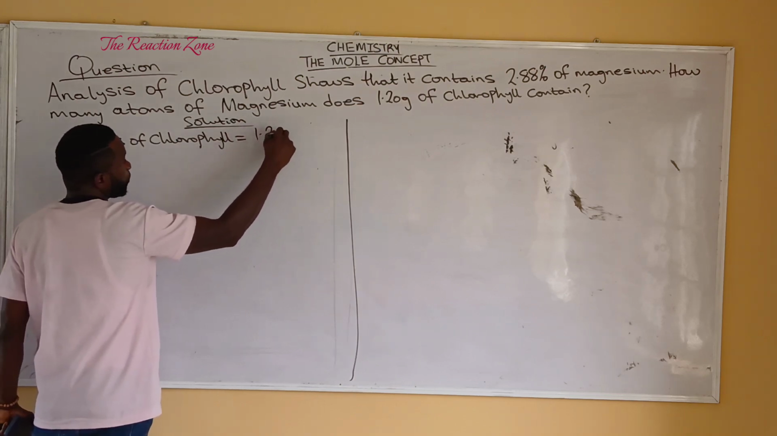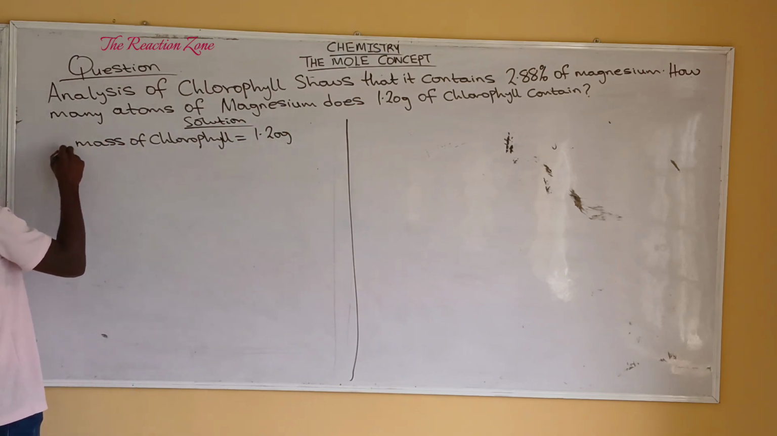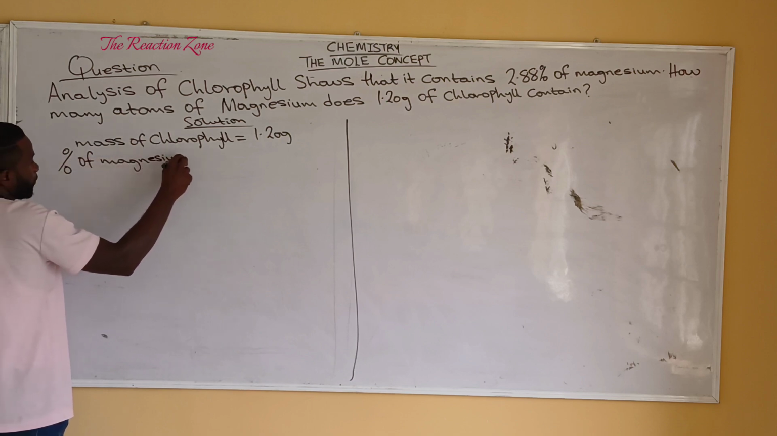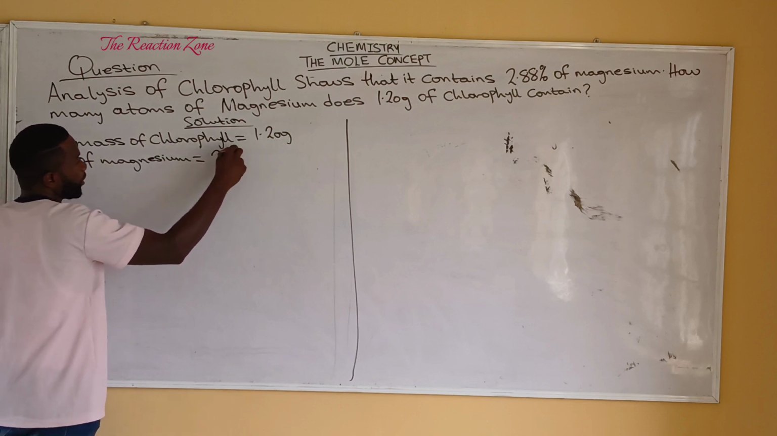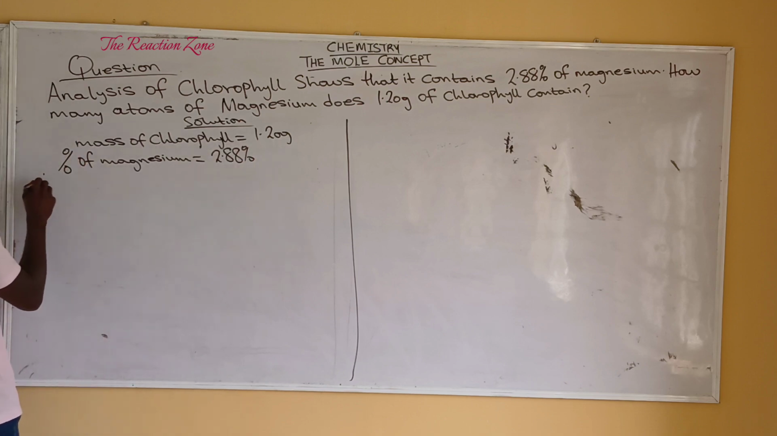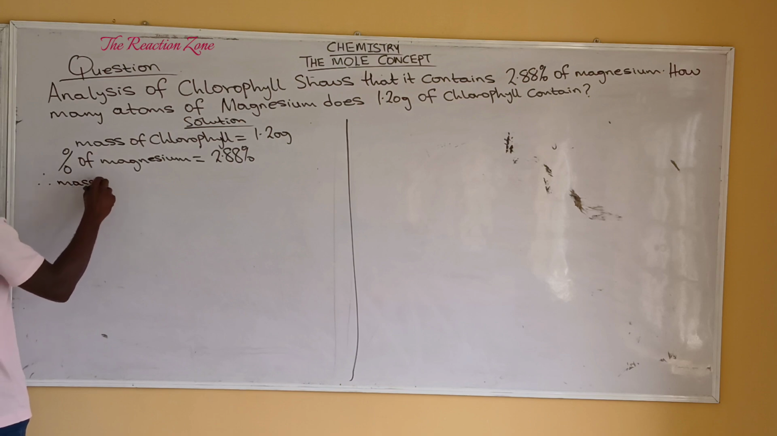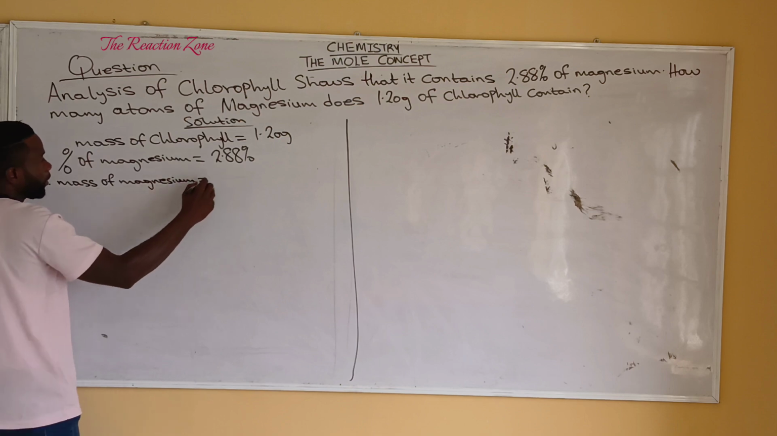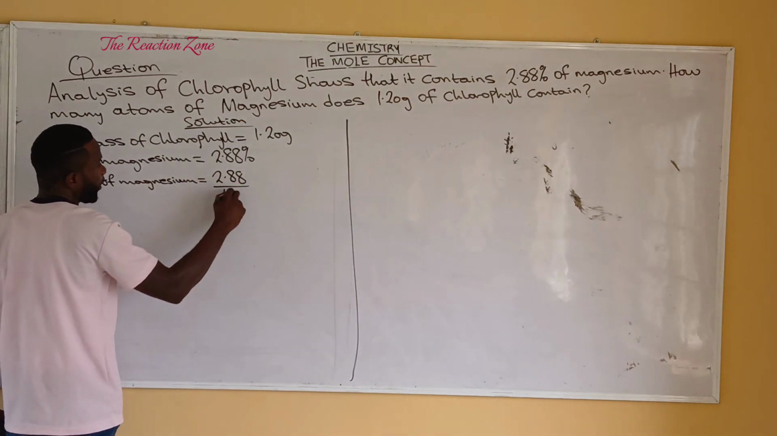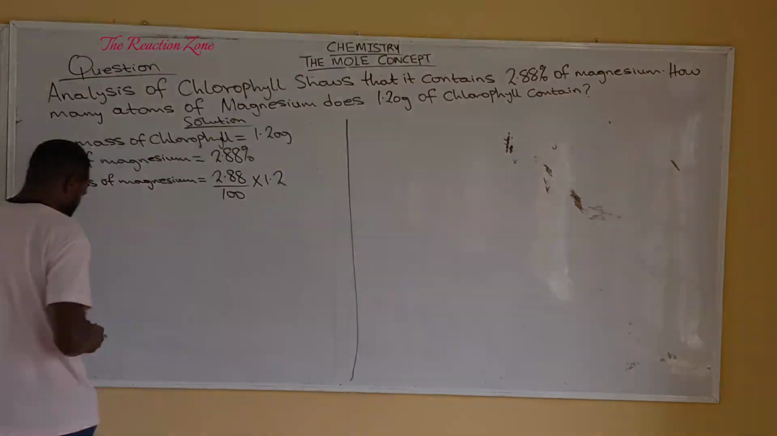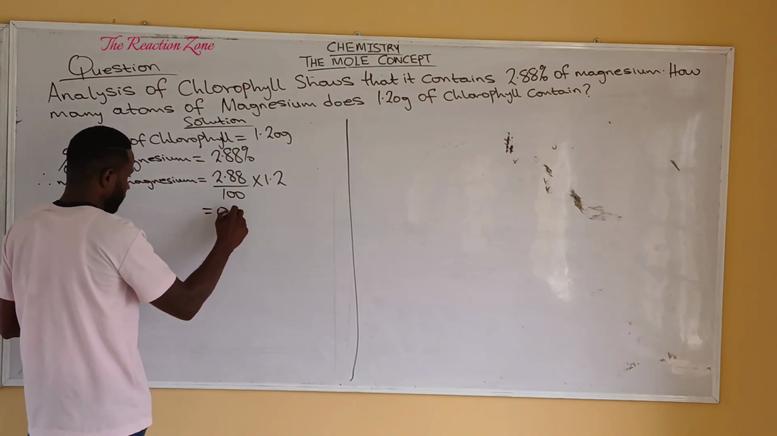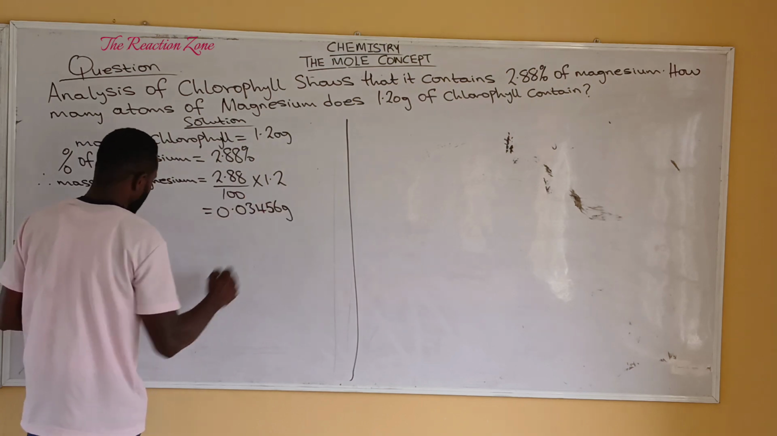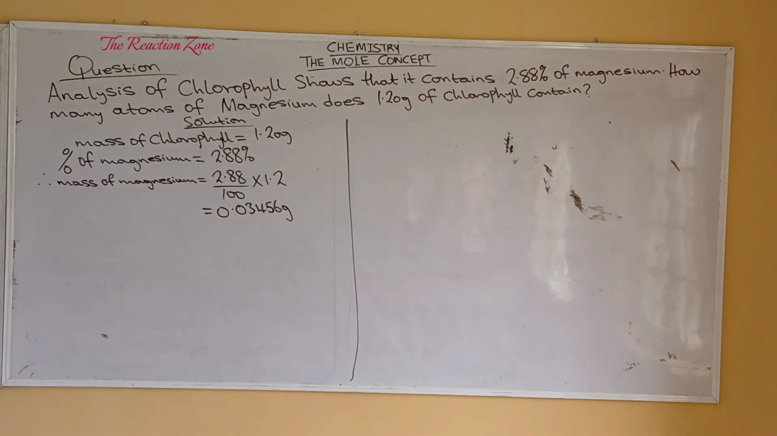So according to the question, the mass of chlorophyll is 1.20 grams, and the percentage of magnesium is 2.88%. What this therefore means is that the mass of magnesium will be 2.88 over 100 times 1.2. This will give us 0.03456 grams of magnesium.